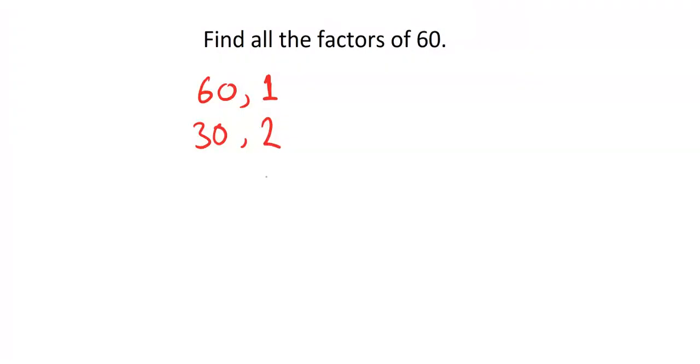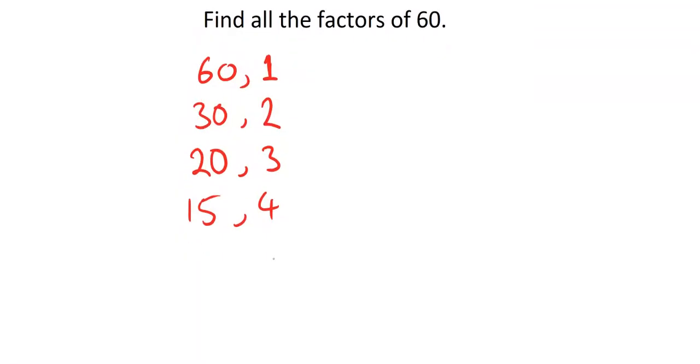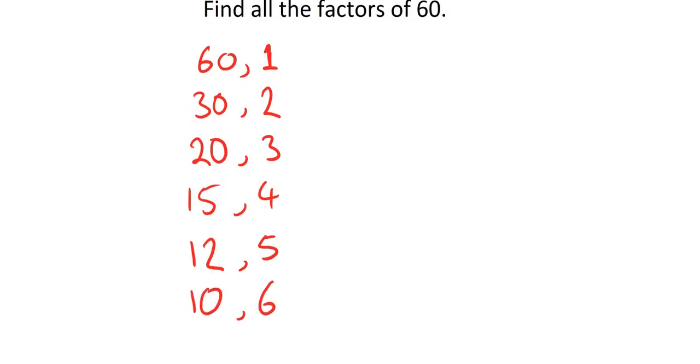After this, well, we could have 3 and 20. They make 60. Could we have 4? Yes, we could, because 4 times 15 is also going to be 60. What about 5? Yes, 5 divides into 60 perfectly. And what if I divide 5 into 60? What am I left with? Well, 12. So 12 and 5 are both factors. Clearly, 6 is a factor of 60, and so is therefore 10.